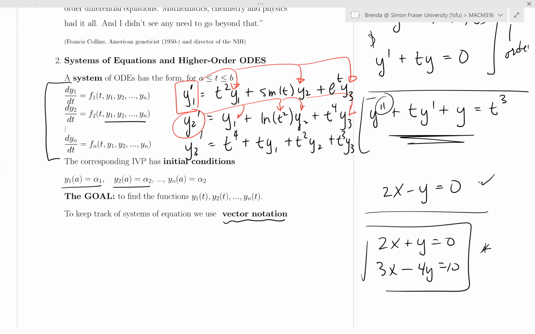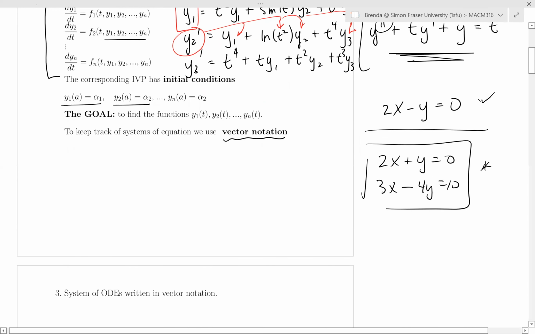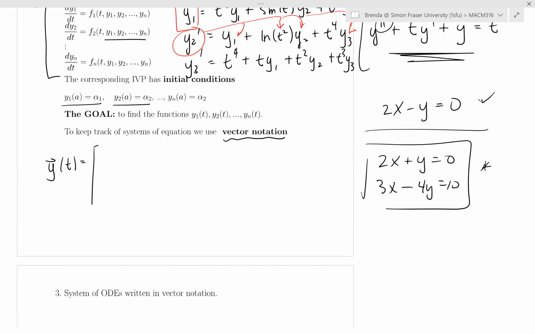We can do this more compactly using vectors. So everything actually looks exactly the same, but it is now written out in vector notation. Our unknown function, which in fact is not just a single function, we call y of t. What we mean when we do that is the vector of all the unknown functions.